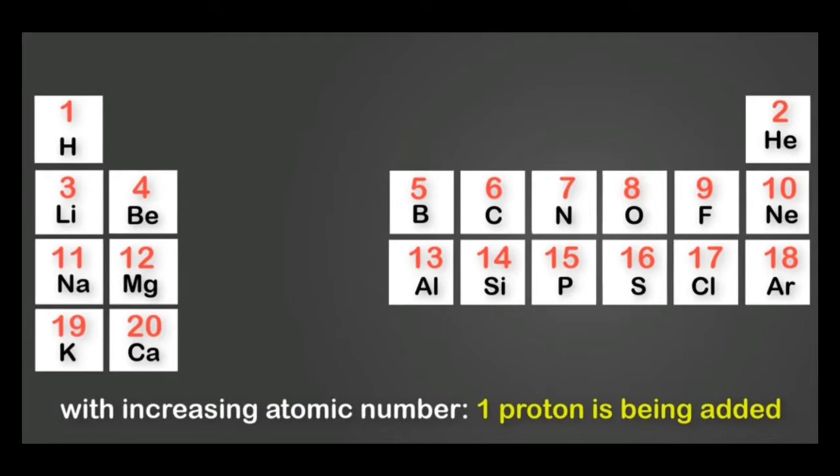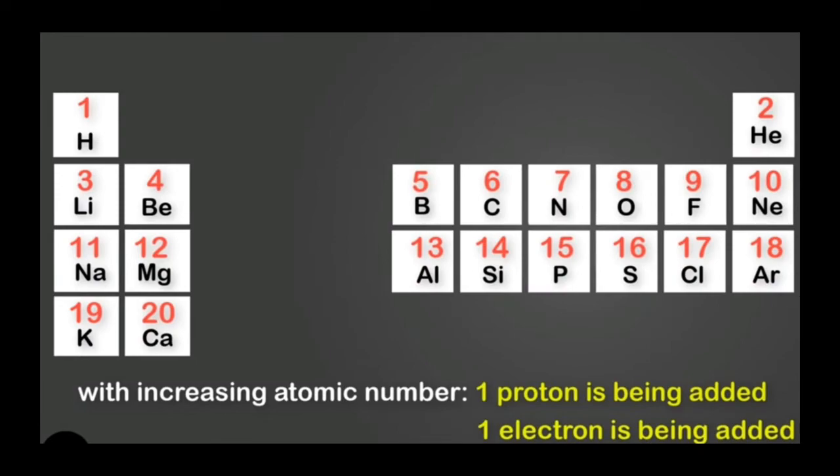With every element, the atomic number is increasing by 1. What does it mean? 1 extra proton is being added in the nucleus. Then, how is the electron number changing? Electrons are also increasing by 1 because an atom is neutral. It has an equal number of protons and electrons.